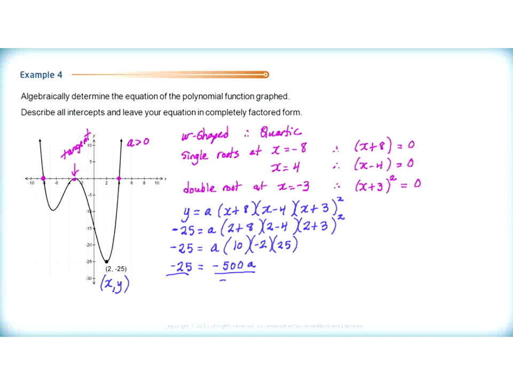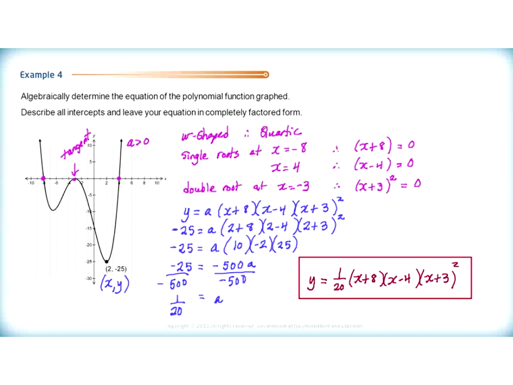Dividing both sides by -500, we get the value of a to equal 1/20. So the equation of this polynomial function is y equals 1/20 multiplied by (x + 8) multiplied by (x - 4) multiplied by (x + 3) all squared. And that's the equation that we were asked to algebraically determine.